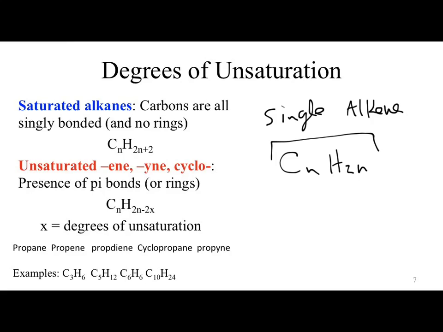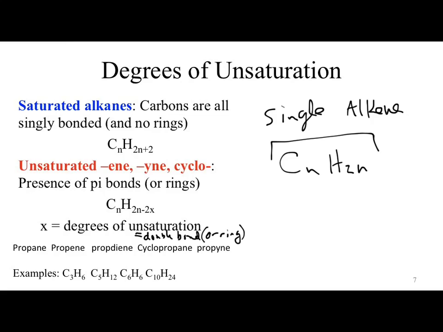This X is our degrees of unsaturation. A degree of unsaturation is equal to a double bond or a ring. So if I only have 1 degree of unsaturation, a double bond or ring, X becomes 1, and I get 2N minus 2, which is exactly that formula.